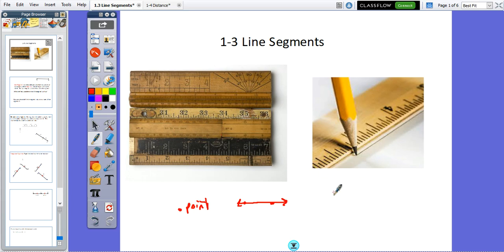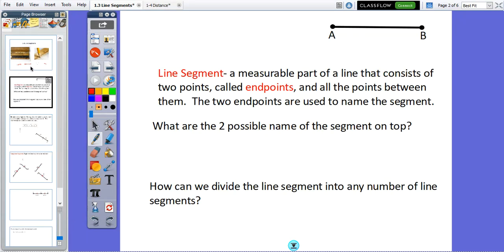Now, planes are surfaces. So to make a plane, you need at least three non-collinear points. So three points not in the same line. If you have three points in the same line, then technically you can have an infinite number of planes travel through that right there. So three non-collinear points.